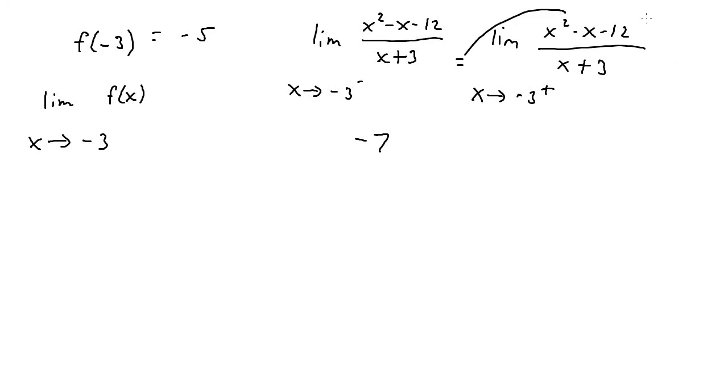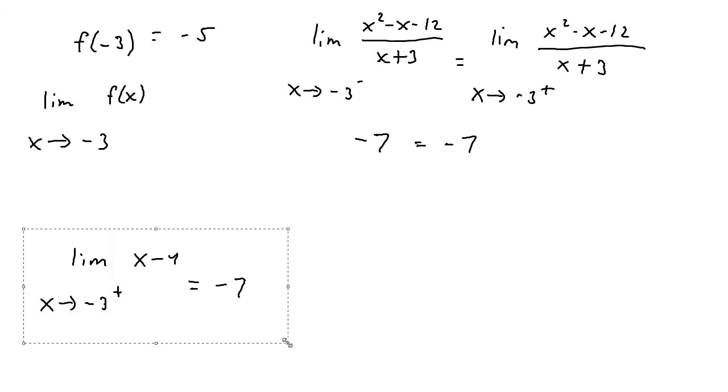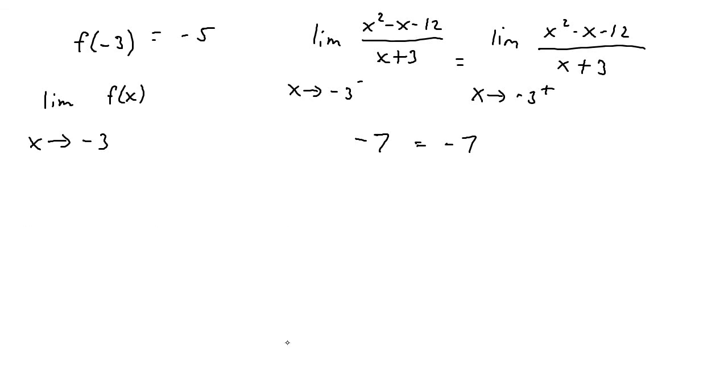And so now we evaluate the right side of the equation. Realize it's the exact same fraction, and we've already simplified it down, so we can go ahead and rewrite it as the limit of x minus 4 as x approaches negative 3 from the positive direction, which obviously we can use direct substitution. Negative 3 minus 4 is also negative 7. So because negative 7 is equal to negative 7, or in other words, the limit from the left-hand side is equal to the limit from the right-hand side, we can go ahead and say that the actual limit of f of x as x approaches negative 3 exists and is equal to negative 7.